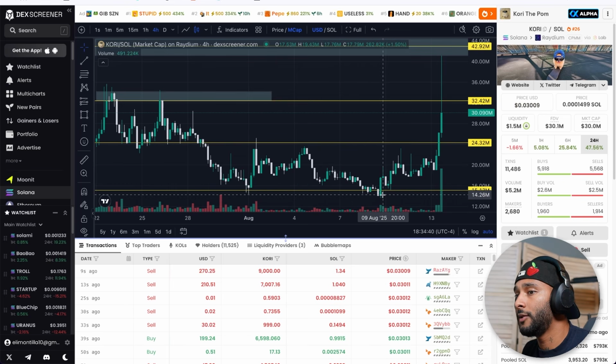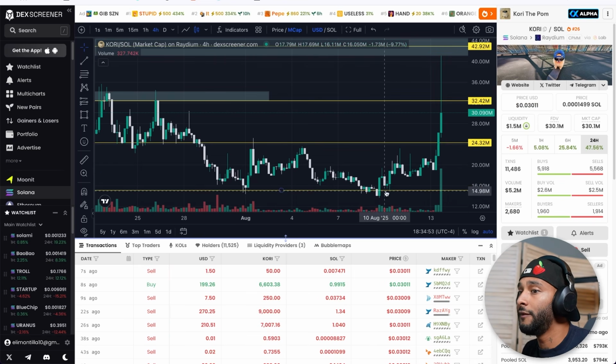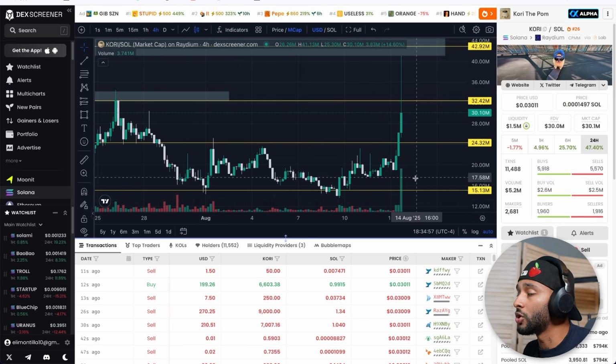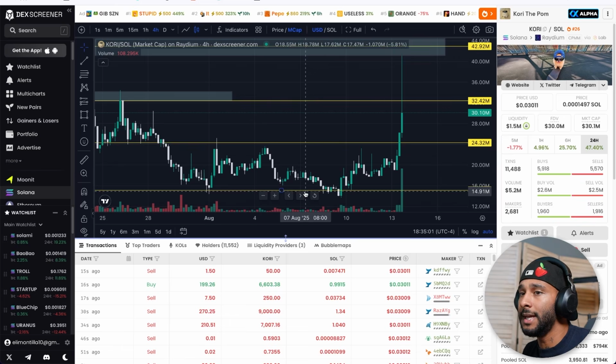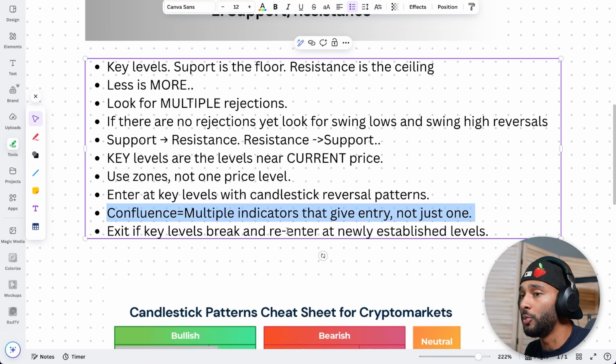It came down, touched on the higher time frame, right? On the lower time frame, it looked like it broke, but on the higher time frame, you see it closed, and then it immediately had a bullish engulfing candle. Even if you missed it, you could have got back down on the retest, entered, boom, in profit, just off of support and resistance. But the idea is you want to find confluence in your technical analysis. So what does that mean? When multiple indicators give you an entry, not just one indicator. Support and resistance is very strong.